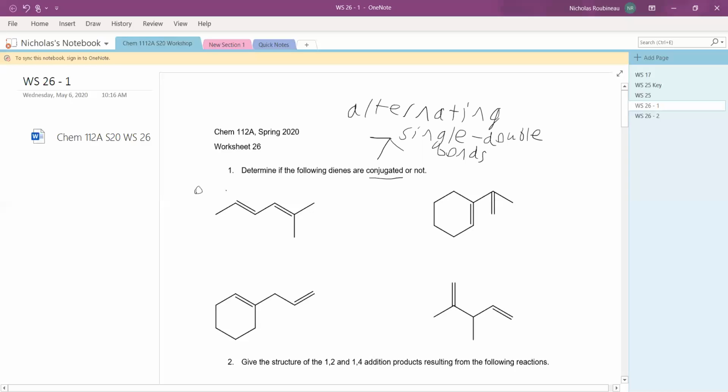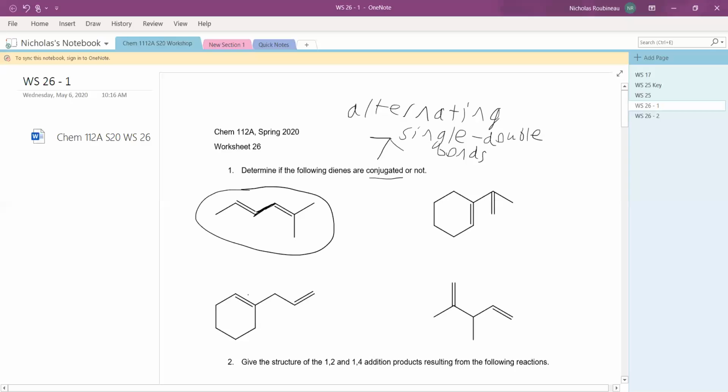So this first one, is this a conjugated system? Yes, it is. I'm just going to circle the ones that are conjugated, and it's conjugated because there's alternating single and double bonds. There's only one single bond here between the two double bonds.